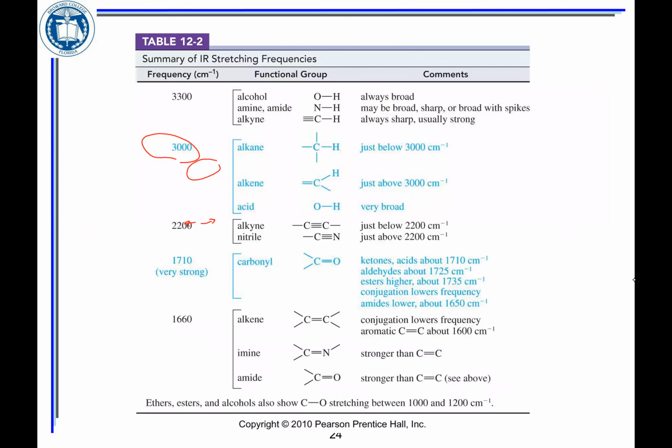There are many tables that you can use, but this is a general table. It's showing again the approximate location for lots of functional groups. Where would you find them?